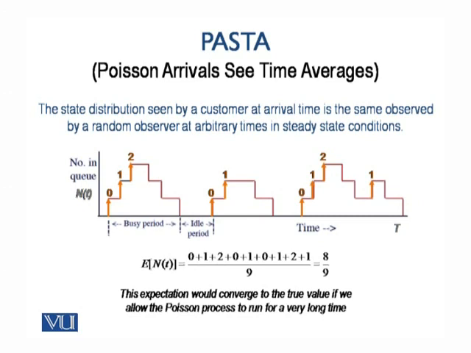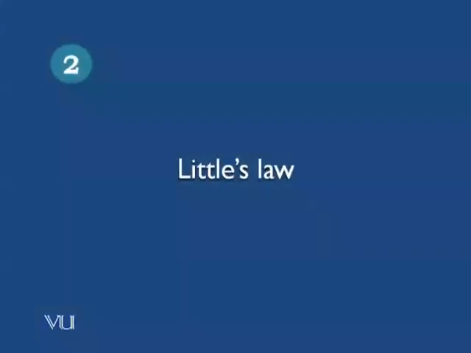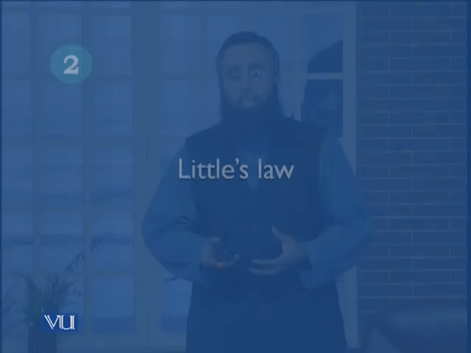It is only specific to Poisson arrivals. We will now proceed to the second part of today's session. We're going to talk of Little's law. So Little's law is essentially the most general law that applies in model-based network performance evaluation.